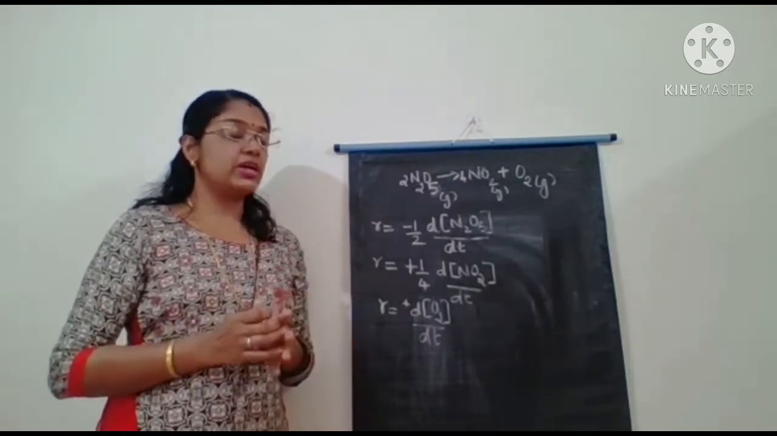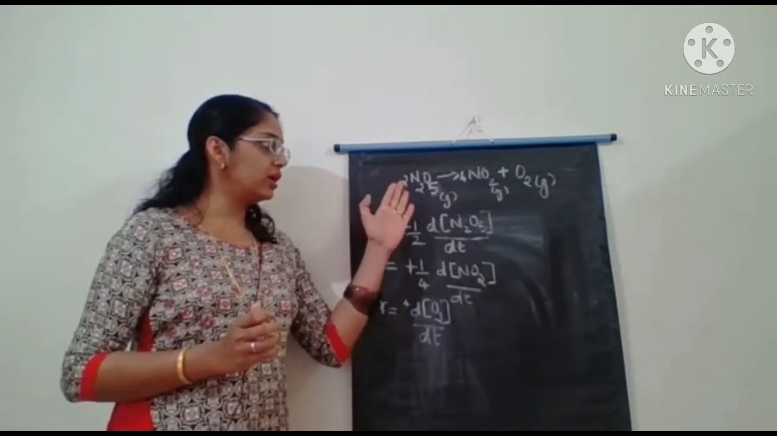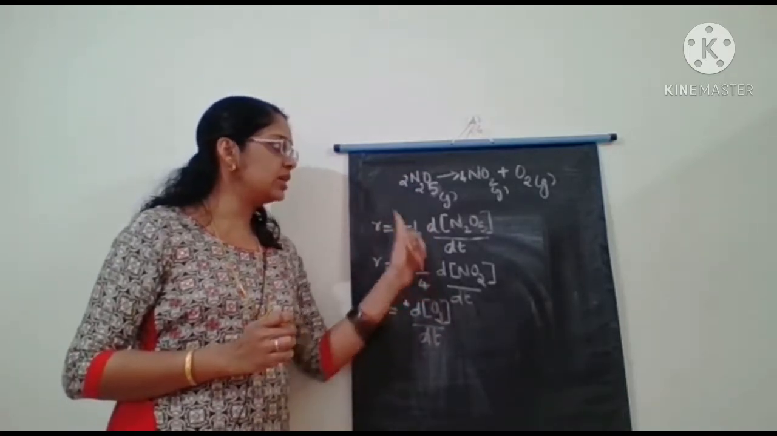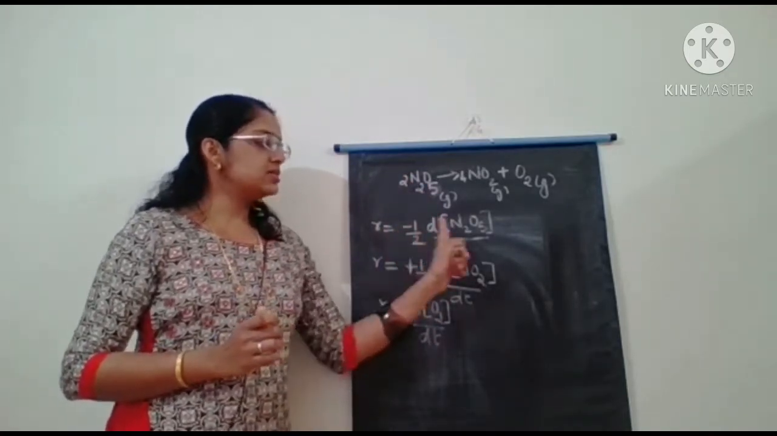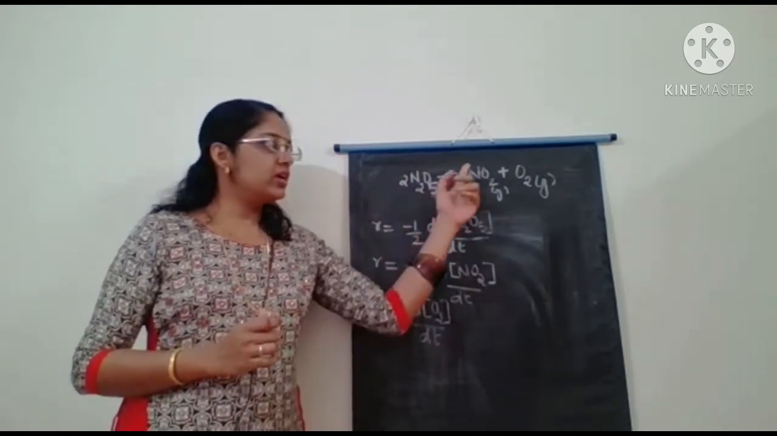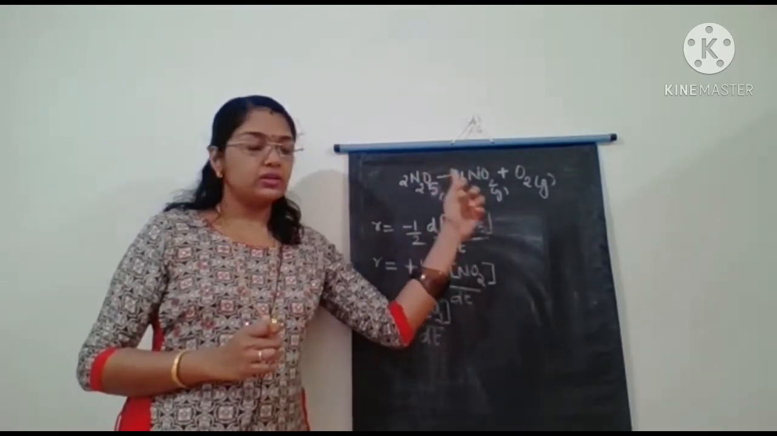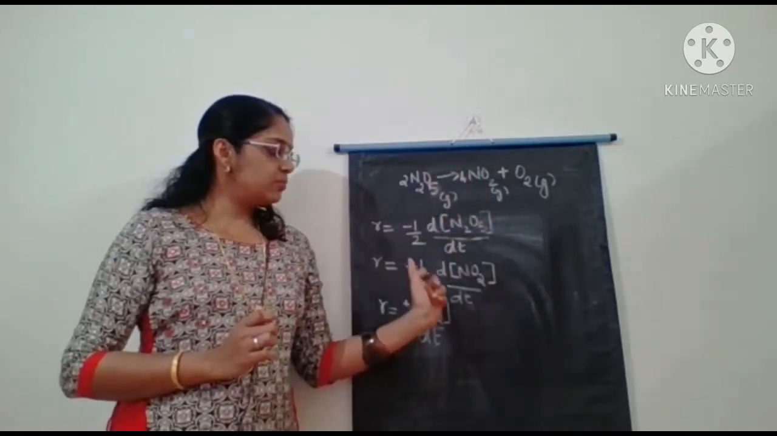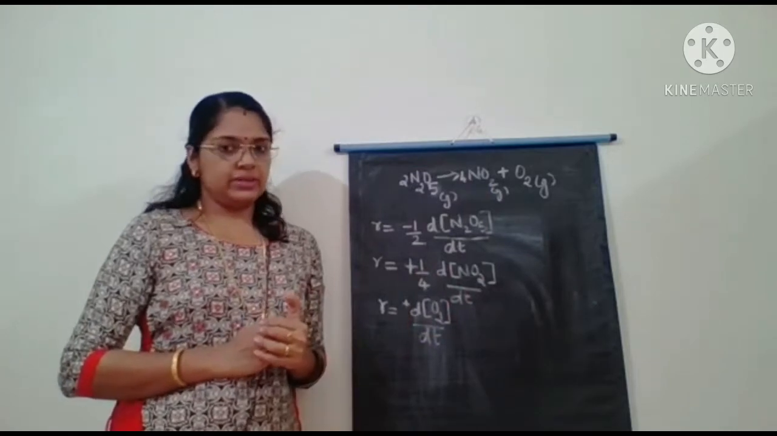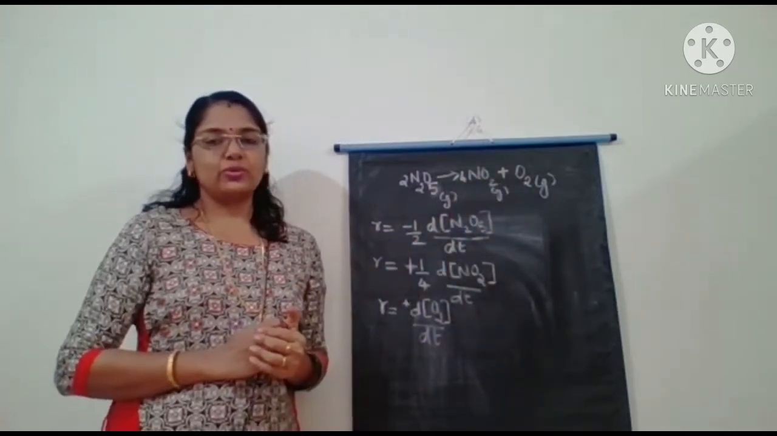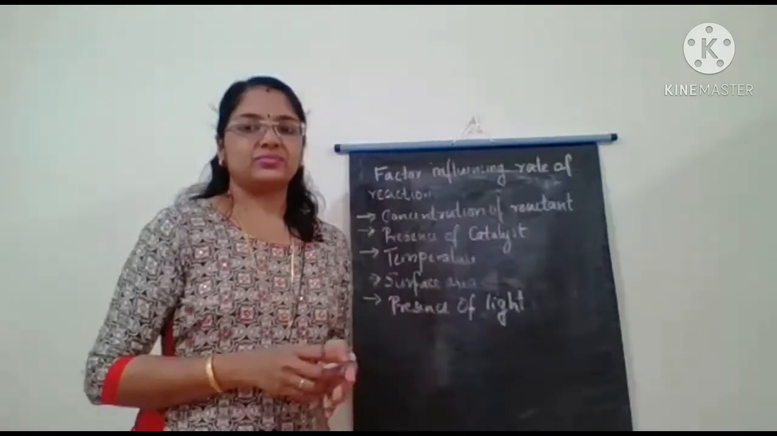Again, suppose they are asking what is the rate of disappearance of N2O5, we don't want to express this coefficient, we can express it as minus d concentration of N2O5 divided by dt. Similarly, if they are asking what is the rate of formation of NO2, we can simply express it as plus dNO2 divided by dt. Similarly, if they are asking the rate of formation of O2, it is simply dO2 divided by dt.